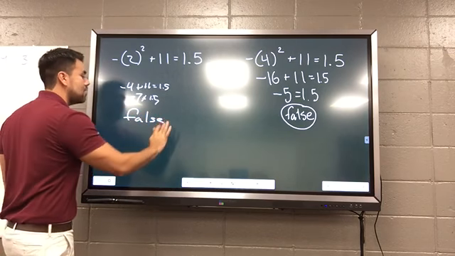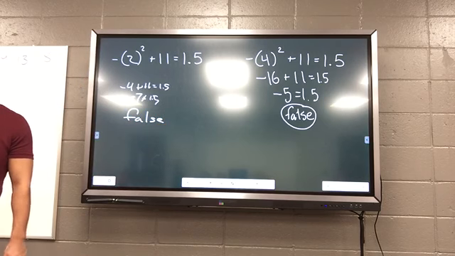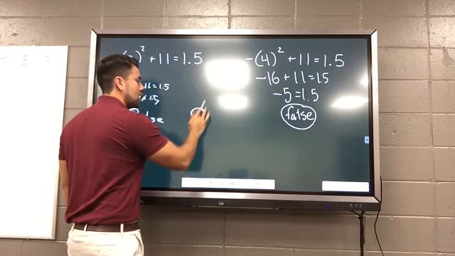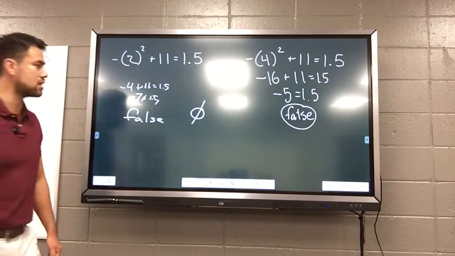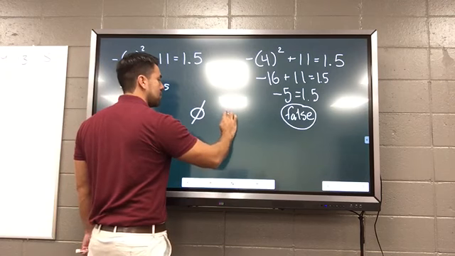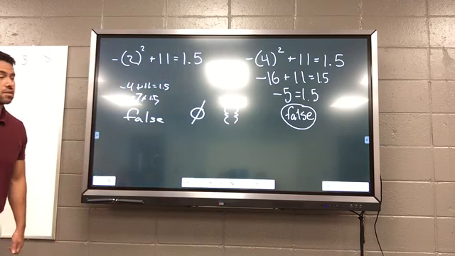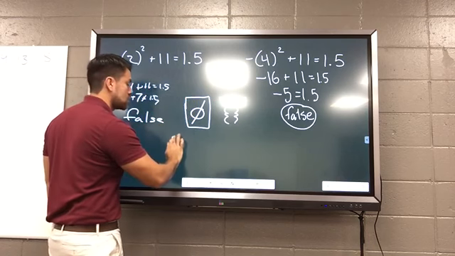How many of our replacement set was true? None. So what do we put for the answer? I think someone asked about it. You either put this symbol right here, which means null set, meaning there's nothing in the solution set. This is quite literal. There's nothing in there that belongs. So either one of these is going to be an answer. This right here means null set.